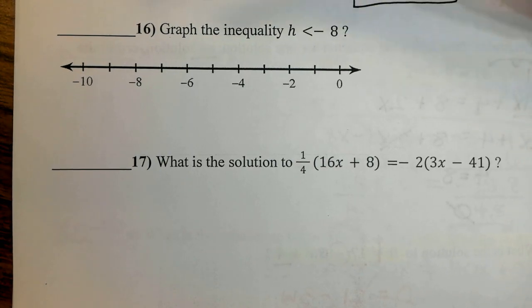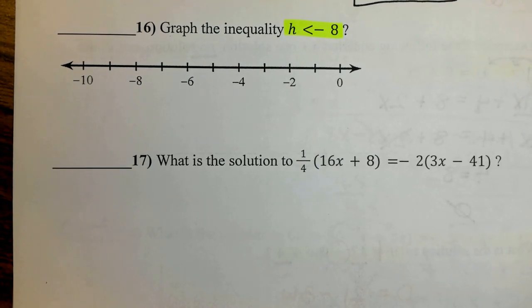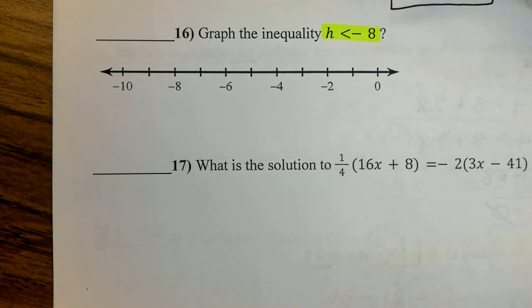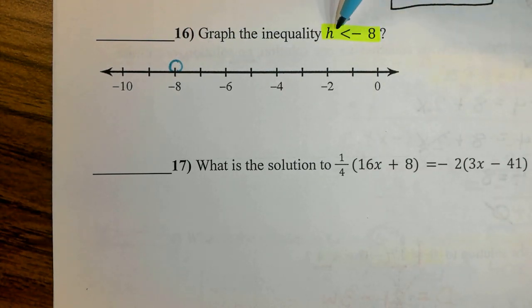Okay. So graph the inequality. That's what I want to graph. Now, I gave you a number line on this one just so you can practice putting it in the right spot. Okay, so I have -8, so I go to -8. So looking at this symbol, it is not underlined, which means I have an open circle. And because it's less than, right? h is less than goes left.